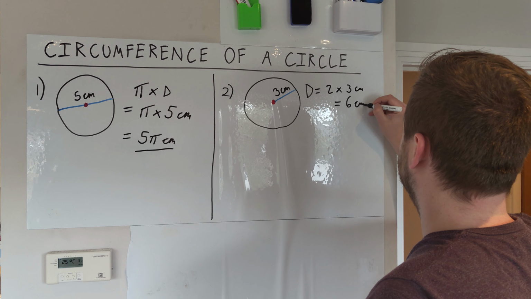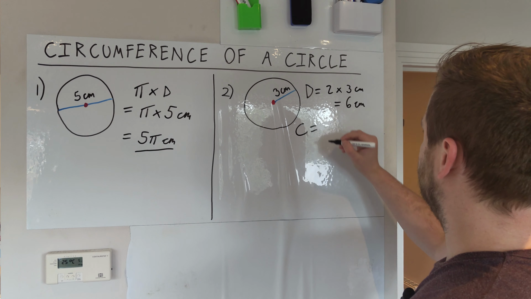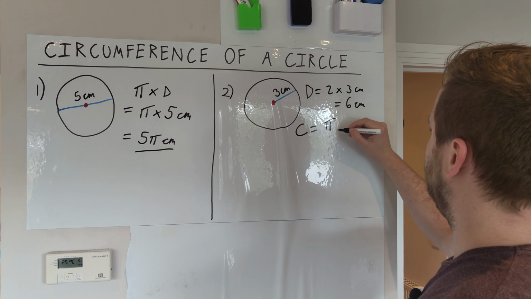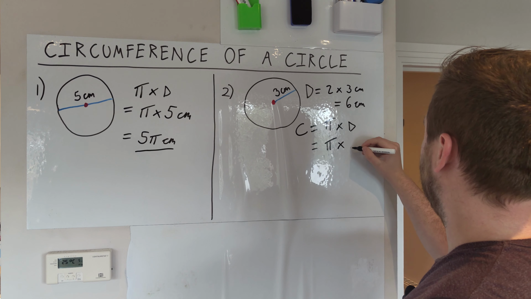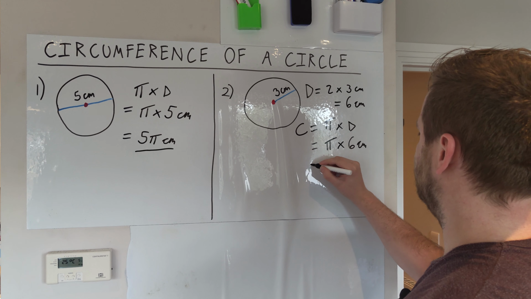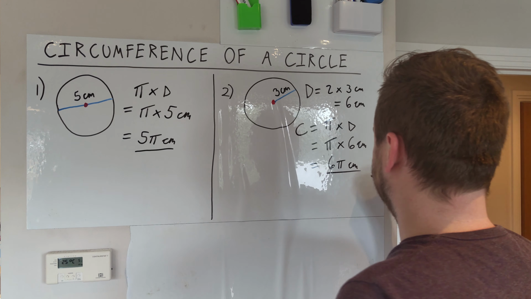to 6 centimeters. So in this case, the circumference is going to be equal to pi times the diameter, which is equal to pi times 6 centimeters. And we can write that as 6 pi centimeters.